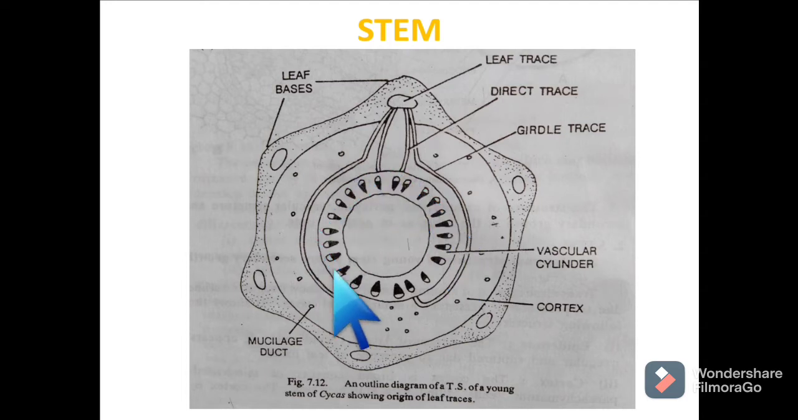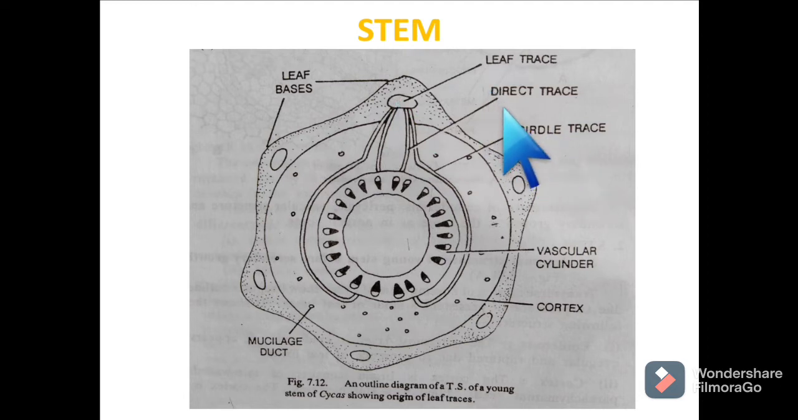this vascular cylinder before entering the leaf, because we know that the leaf will arise from here, right? This is the leaf base, and these girdle traces encircle or girdle around the vascular bundle and enter the leaf. Before entering the leaf, these traces are known as the girdle leaf traces.